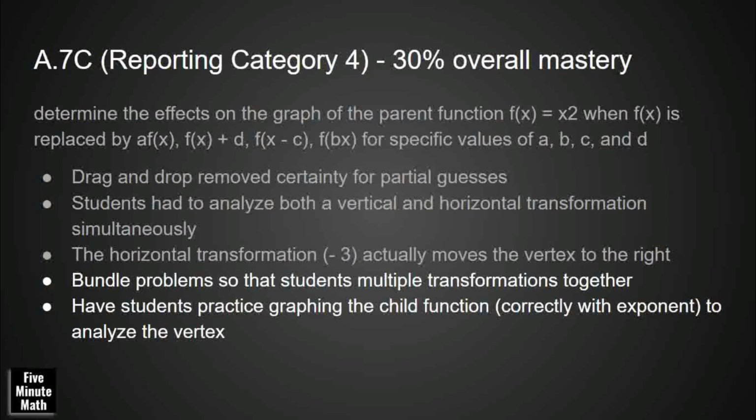So if they're trying to figure out, well, I know what the -9 is going to be, the y, having it as a drag and drop increased the complexity because there's no A, B, C, D to choose from. And they had to analyze both vertical and horizontal transformations simultaneously. So that added a layer of complexity here. And then, as I kind of pointed out here, this -3 actually moves the vertex to the right. That's kind of something counterintuitive students need to be aware of.